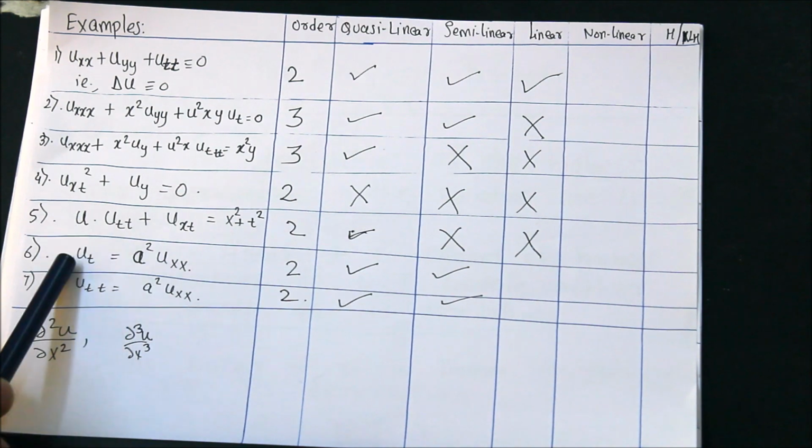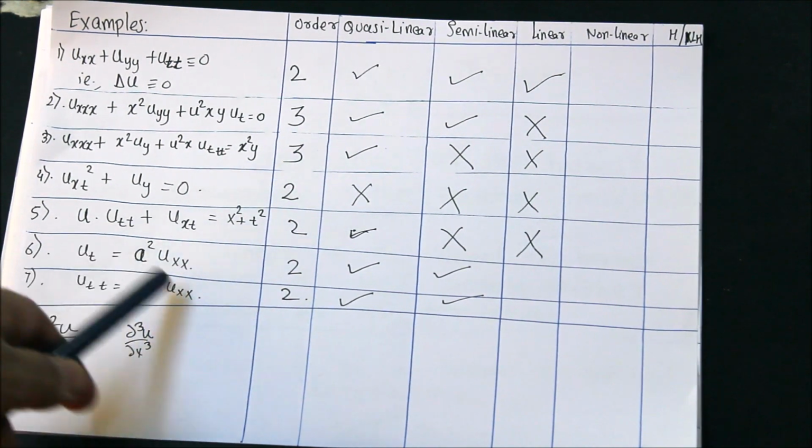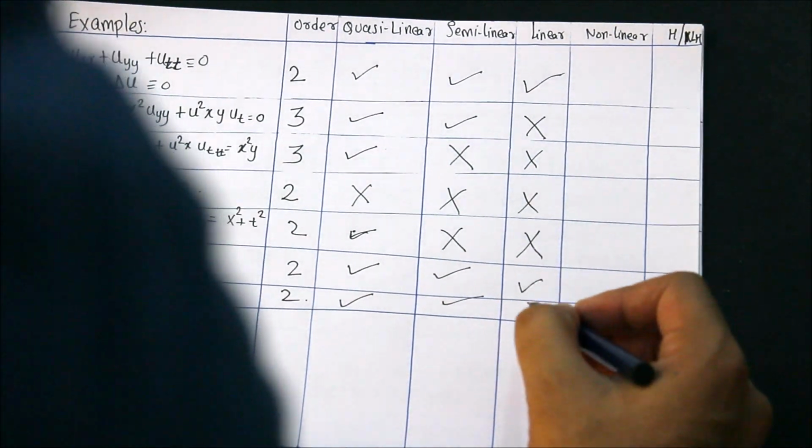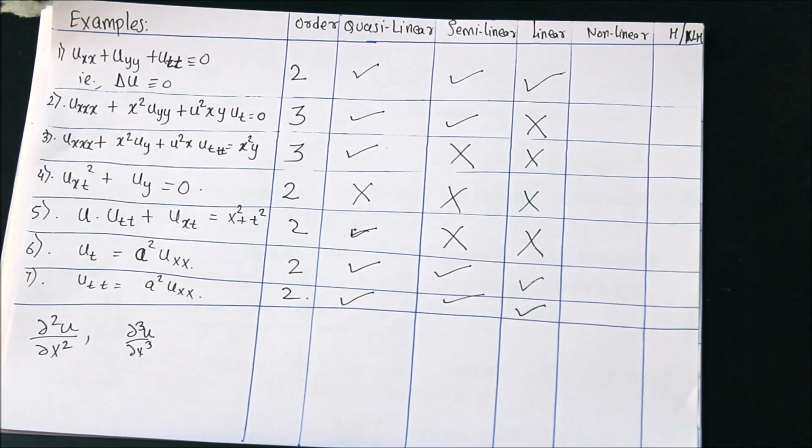Dependent variable is not present anywhere, but its derivatives are there. And what is the degree of the derivatives? Degree of the derivatives is 1. So both of them are linear PDEs. So many times linears are always good to play with. If not linear, at least we expect it to be semi-linear.